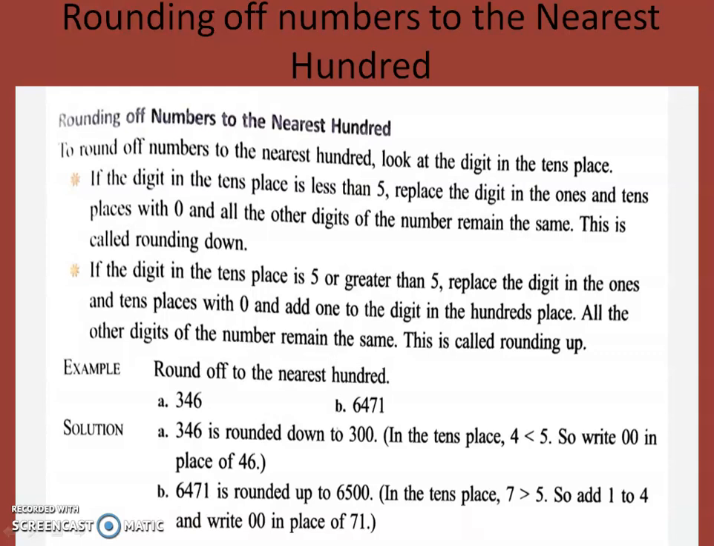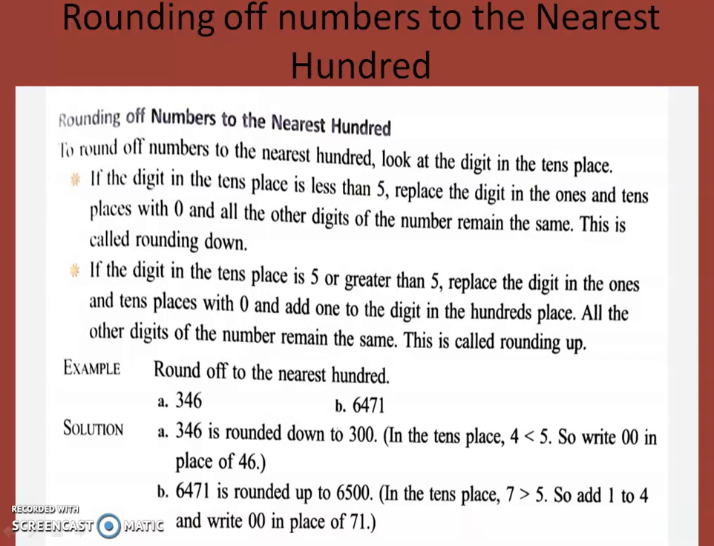To round off numbers to the nearest 100, look at the digit in the tens place. If the digit in the tens place is less than 5, replace the digit in the ones and tens place with 0, and all the other digits of the number remain the same. This is called rounding down.